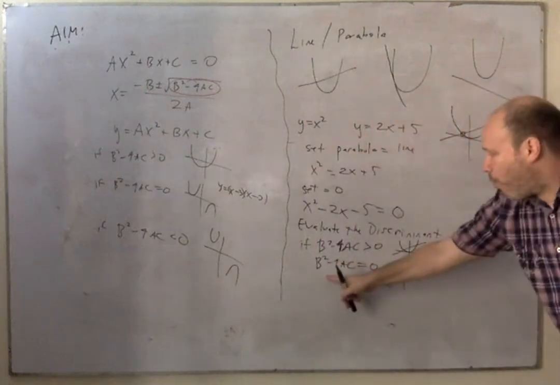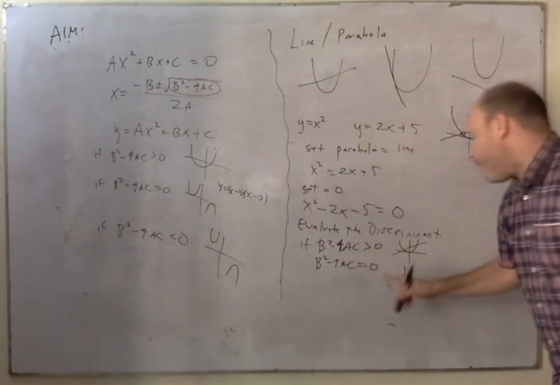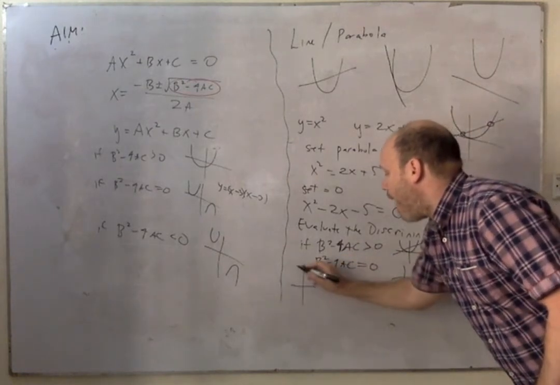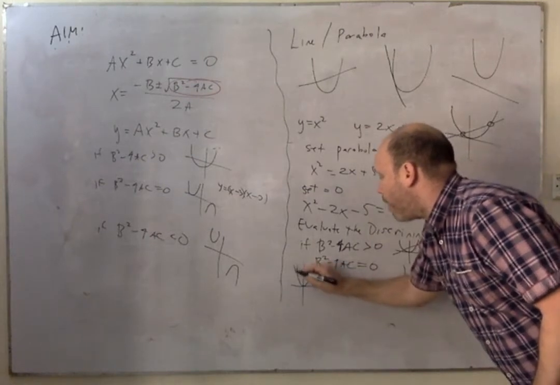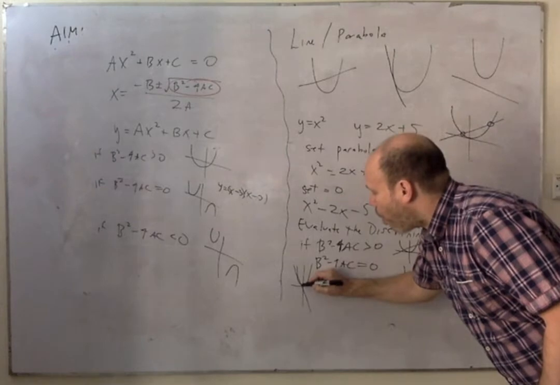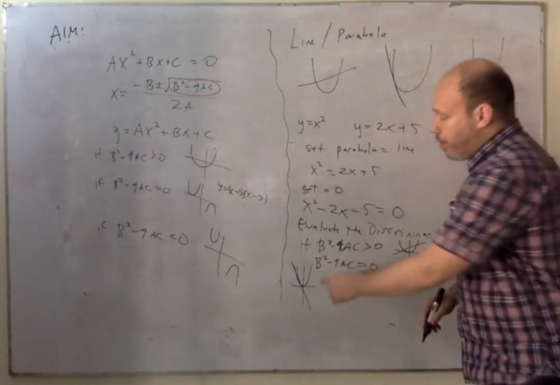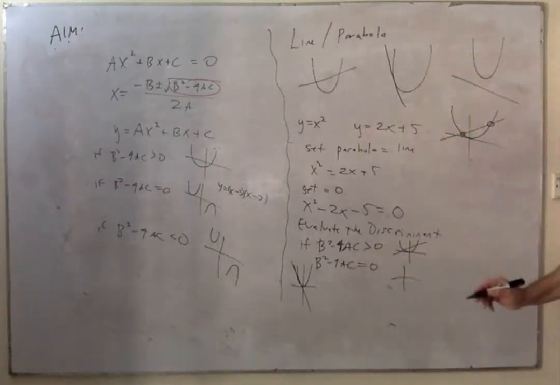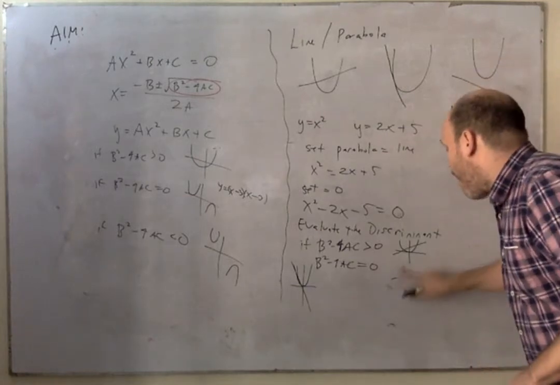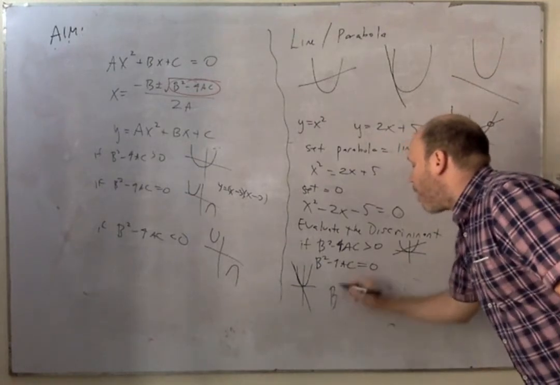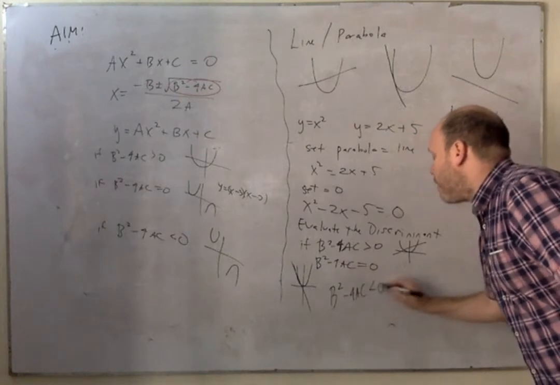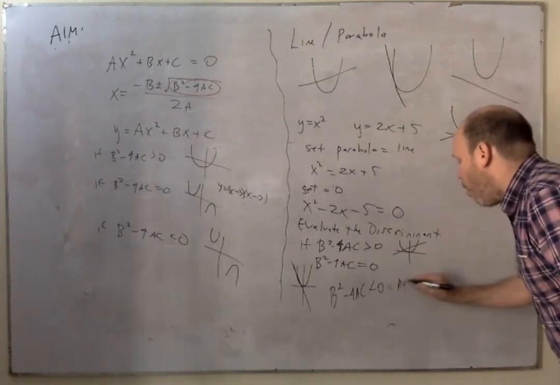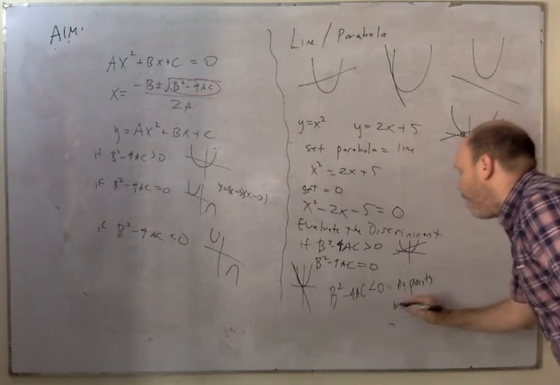If b squared minus 4ac is equal to 0, then we have a situation where the line, let me write it over here, the line and the parabola meet in one place. It's a horrible diagram, sorry. As I said before, this is going to show up in the calculus unit. This is known as our tangent line. The last situation is that b squared minus 4ac is less than 0, and that tells us that the line and the parabola have no points of intersection.